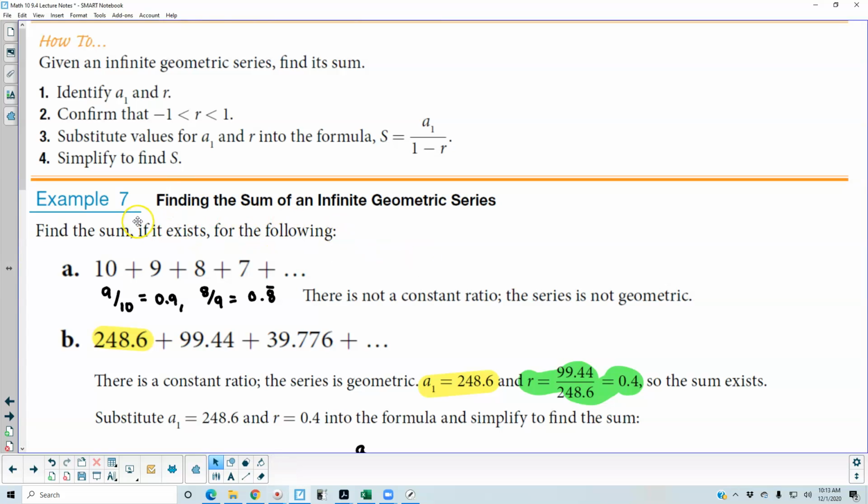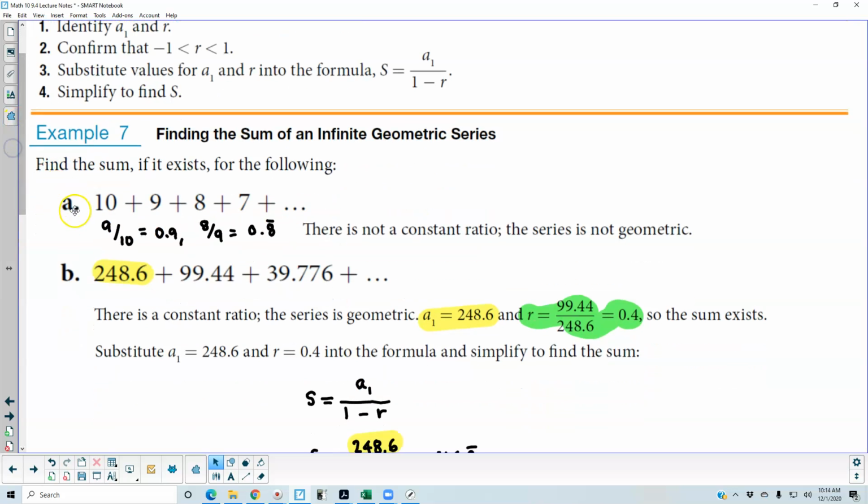So, example 7, finding the sum of an infinite geometric series. Find the sum if it exists for the following. For part A, we have 10 plus 9 plus 8 plus 7. If we take 9 and divide it by 10, that gives us a value of 0.9. If we take 8 and divide it by 9, it gives us 0.8 repeating. These are not the same.